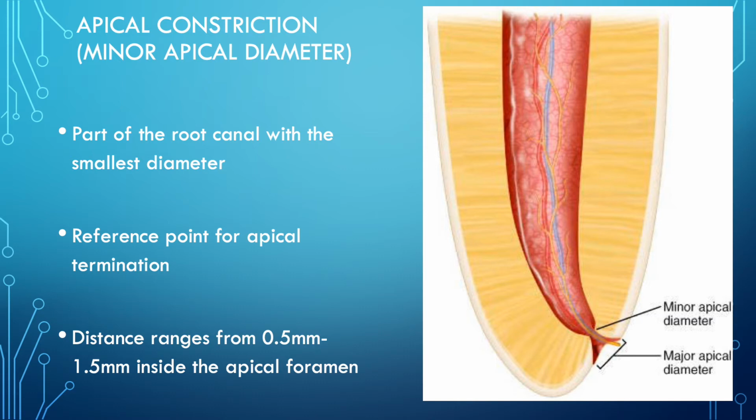That is why, during root canal treatment, the length of a root canal will be measured 0.5 mm short of the apex. That is about the apical constriction or the minor apical diameter.